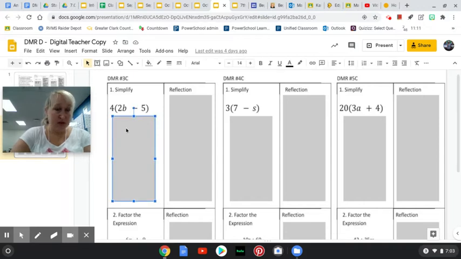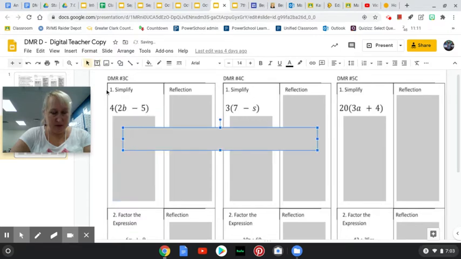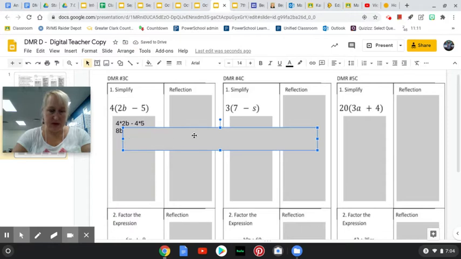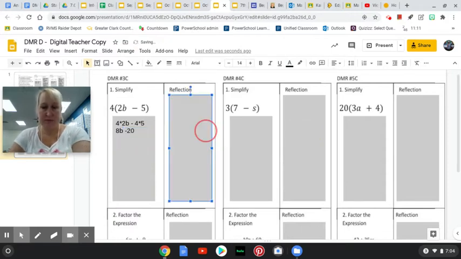So I've made my screen a little bigger so that I can read it. I'm going to type in here, assuming it lets me. Nope, it doesn't. So let's try this again. It starts by distributing 4 times 2b minus 5, or 4 times 5. So I distributed that 4 to both of them inside of the parentheses. You're left with 8b minus 20. Why did it stop typing? Oh, because that's gone.